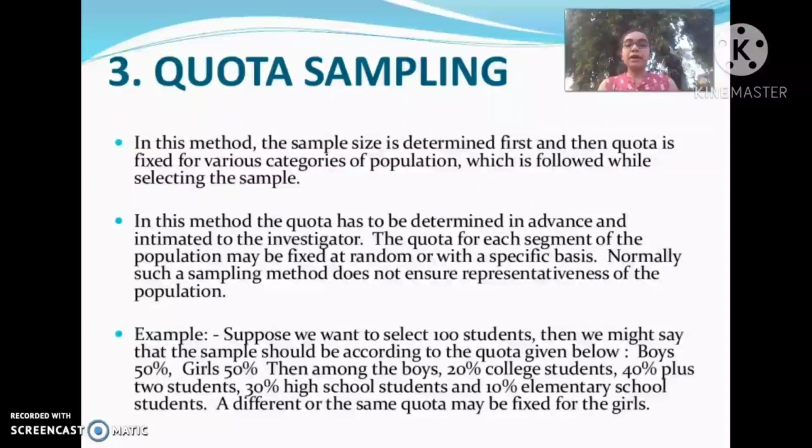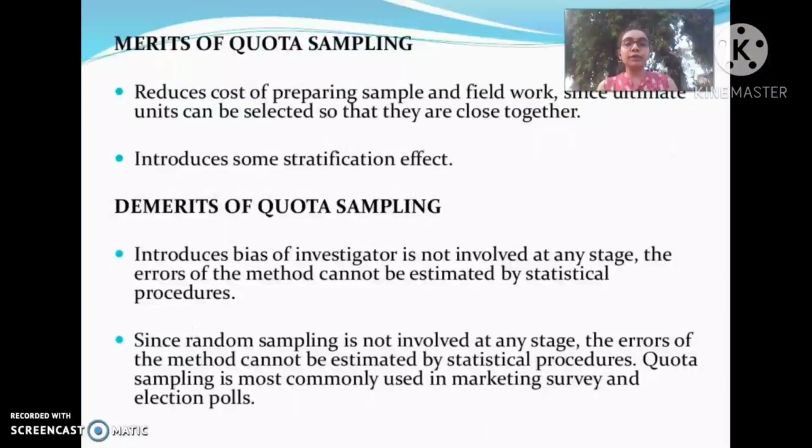For example, suppose we want to select 100 students, then we might say that the sample should be according to the quota given below. Boys 50%, girls 50%, then among the boys 20% college students, 40% plus 2 students, 30% high school students and 10% elementary school students. A different or the same quota may be fixed for the girls. This basically depends on how the researcher wants to take the sample using the quota sampling method. So we see the merits of the quota sampling method.